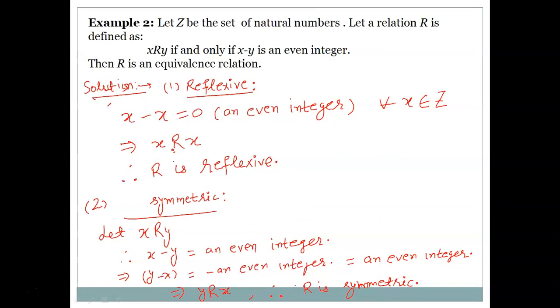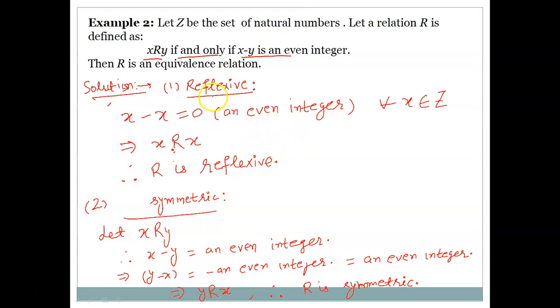Another very simple example: suppose Z is the set of natural numbers and let a relation R be defined as x related to y if and only if x minus y is an even integer. Then R is an equivalence relation. This is a very simple example.